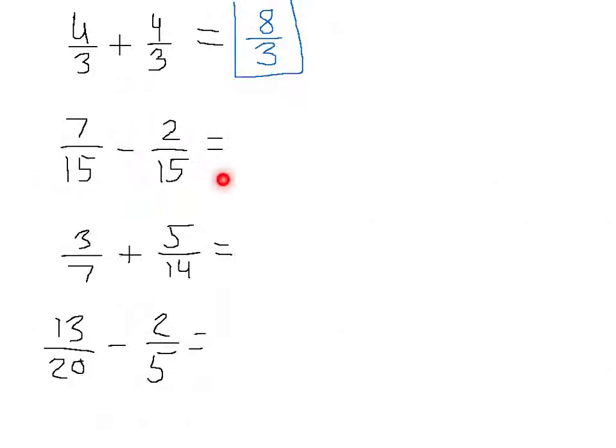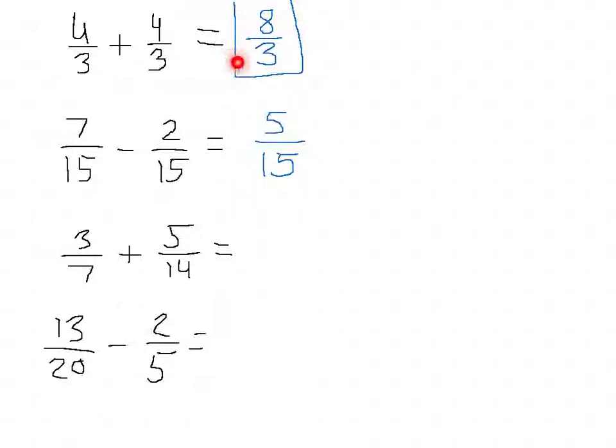Over here, we have subtraction. We do have the same denominator, 15, so we just subtract. 7 minus 2 is 5, and it is over 15. Now there is a catch, there usually is, especially when it comes to fractions. This cannot be the final answer.